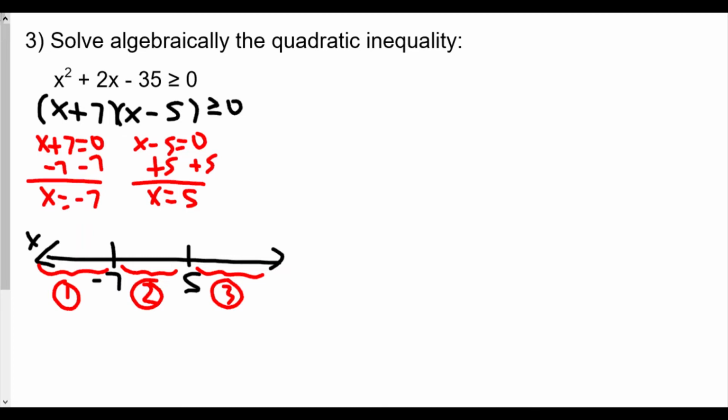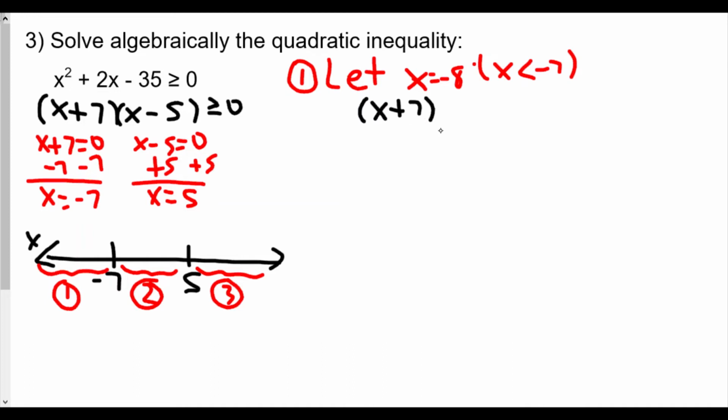So let's take a look at section 1. We're going to pick a value of x less than -7. x has to be less than -7, so we pick a value like -8. Again, any value of x less than -7 will be okay: -9, -10, -11, -12, that's fine. Then we plug into our expression, x plus 7 times x minus 5, and we want to figure out what the sign value is.